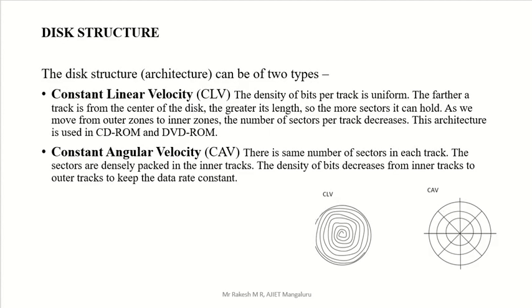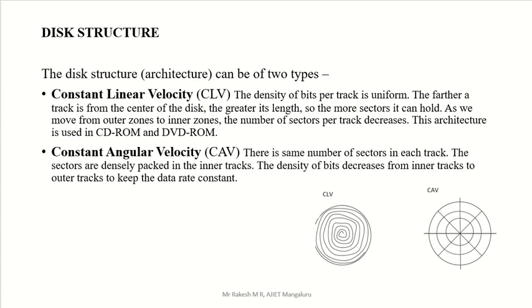Now we are moving to another concept called disk structure. Disk, as we have already seen, is a secondary storage device. What is the structure of the disk? We have seen some things about sectors, tracks, platters, everything. Depending on that itself, we are dividing this into two parts, or two architectures, or two structures.